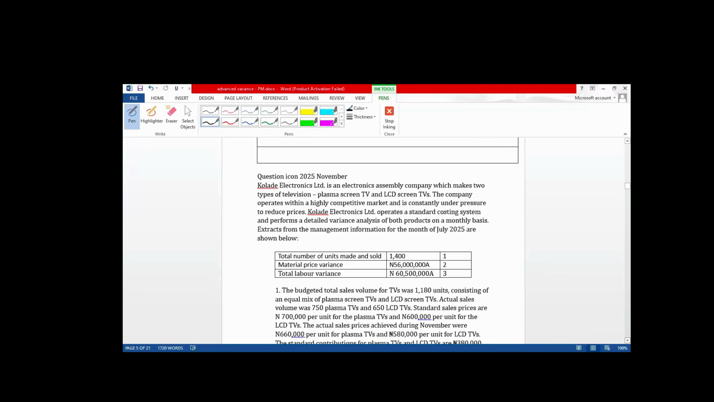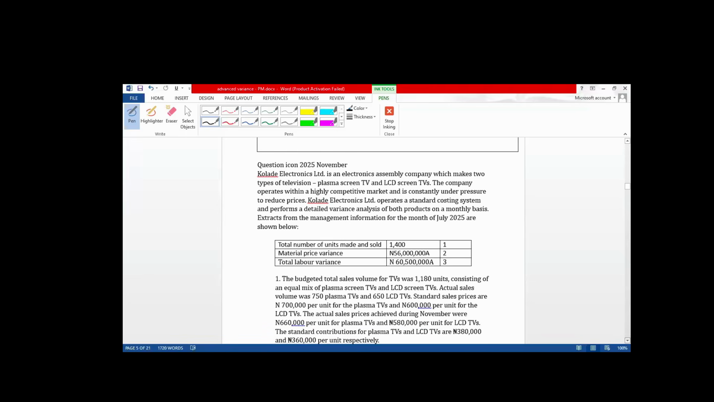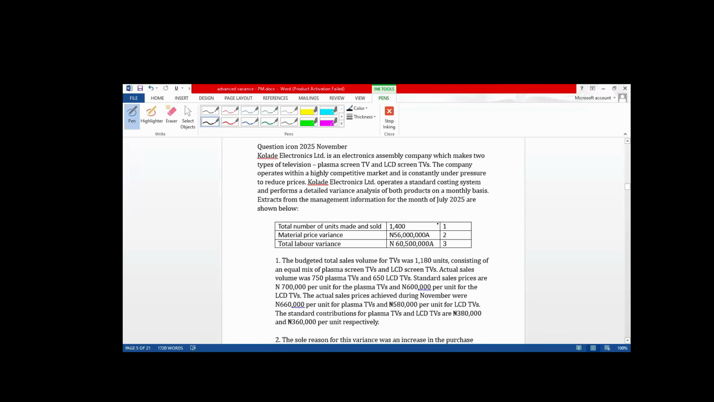You have it. Total number of units made and sold, that is actual production. Total number of televisions manufactured and sold, 1,400. Material price variance, 56 million adverse. Total labor variance, 60.5 million adverse. Let's look at the notes. Note 1, 2, 3.